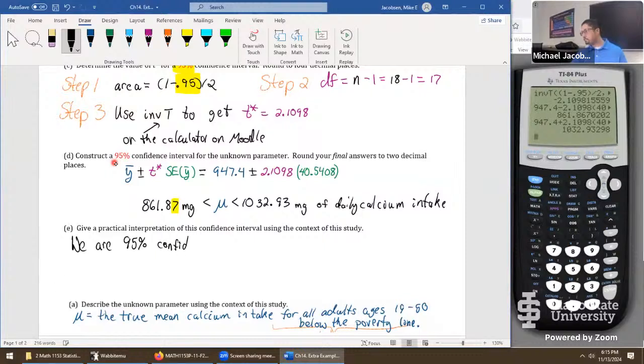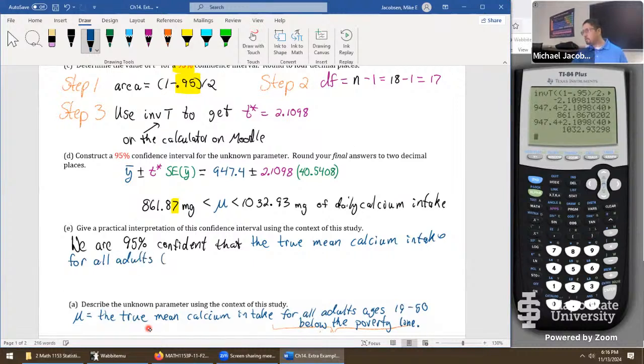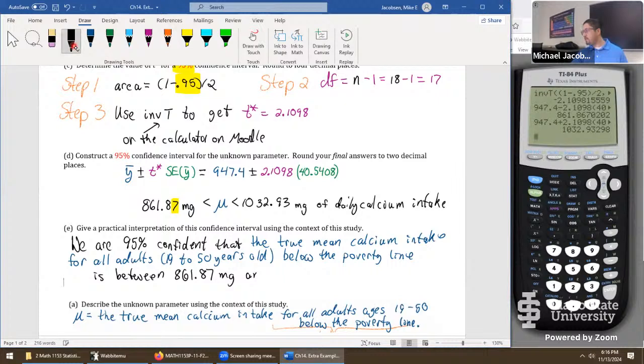95% confident that, I'll just say here verbatim what we said before, the true mean calcium intake for all adults 19 to 50 years old, I guess that's not verbatim, but let's keep going, below the poverty line is between 861.87 milligrams and 1,032.93 milligrams. So that's our end conclusion on that one.